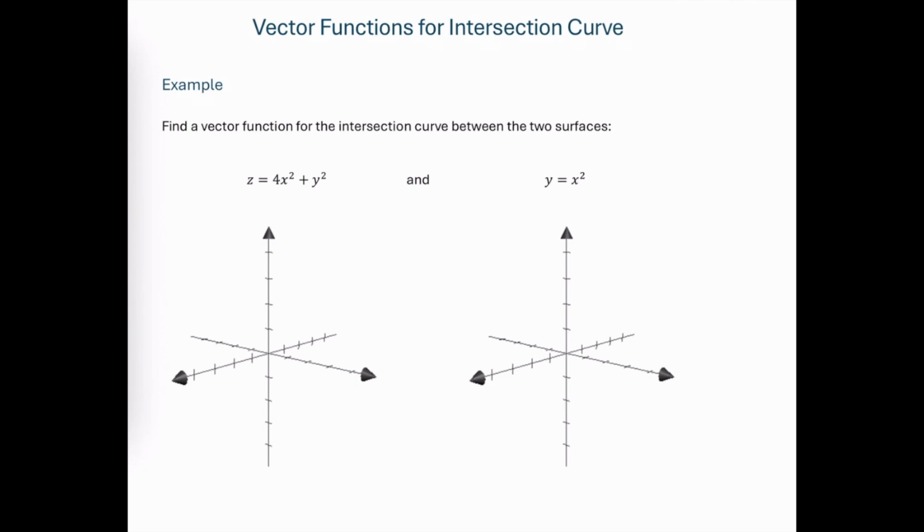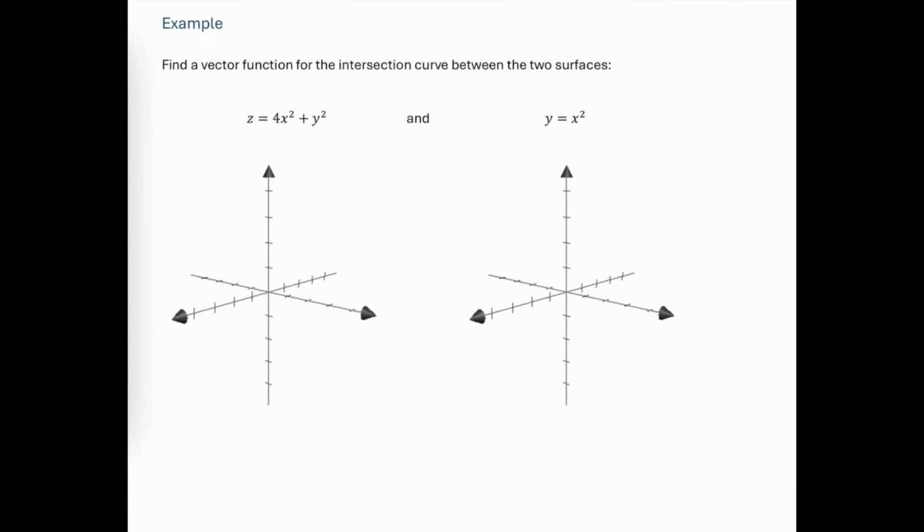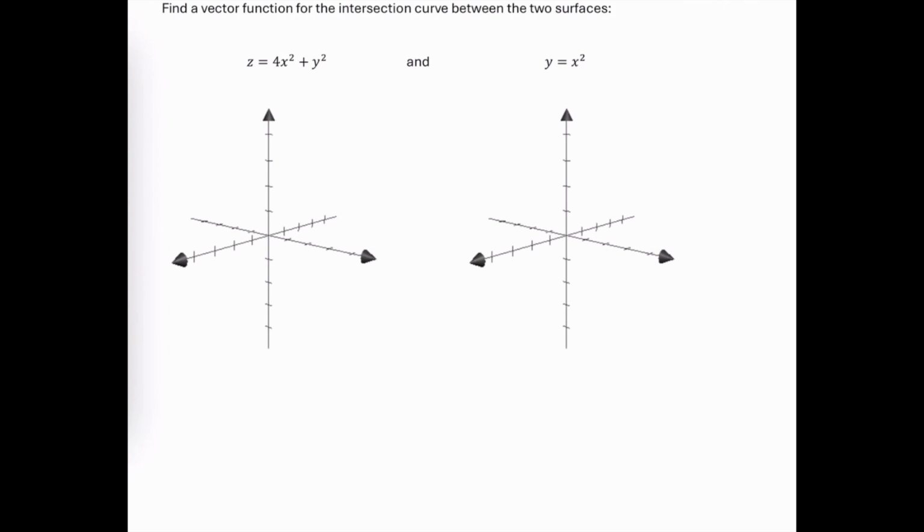We're being asked to find a vector function for the intersection curve between these two quadric surfaces. The first thing that we should do is try to graph these two. And even if you don't remember the general form of this quadric surface and what it's supposed to look like, we can still generate the graph without too much difficulty.